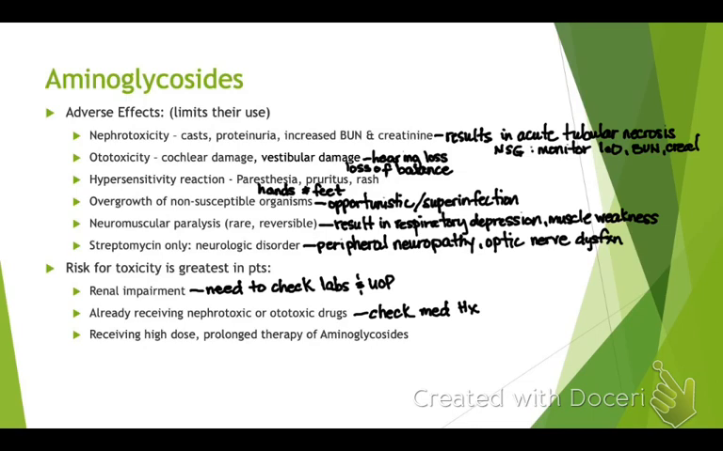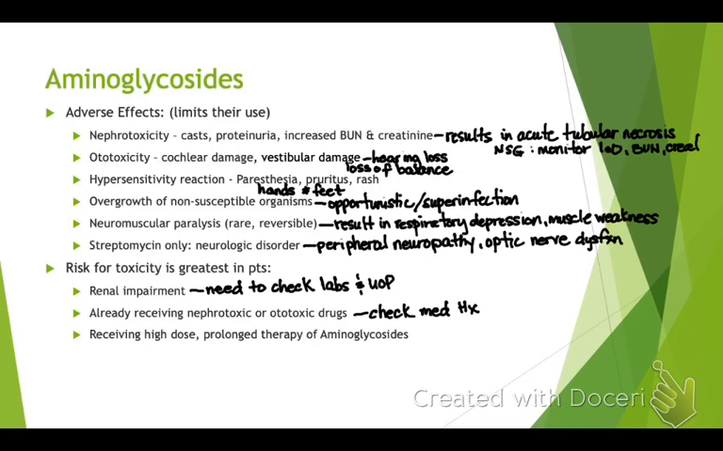And then for streptomycin only, it may cause a neurologic disorder called peripheral neuropathy. It can also cause optic nerve dysfunction. Peripheral neuropathy, also known as neuritis, results from damage to your peripheral nerves, often causing weakness, numbness, and pain, usually in your hands and feet. It can also affect other areas of your body as well.